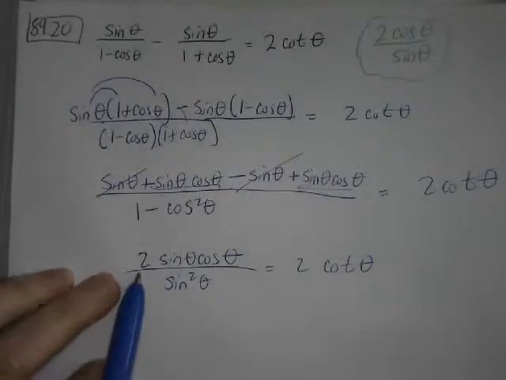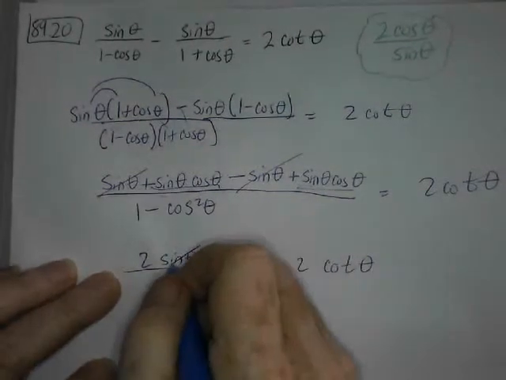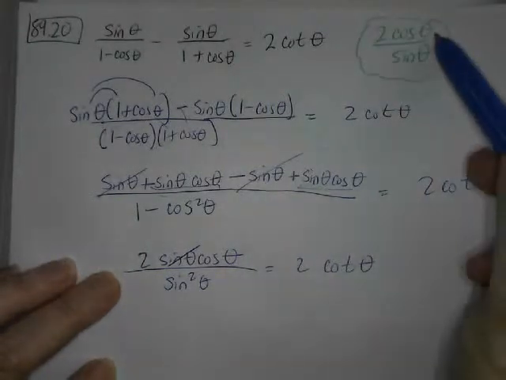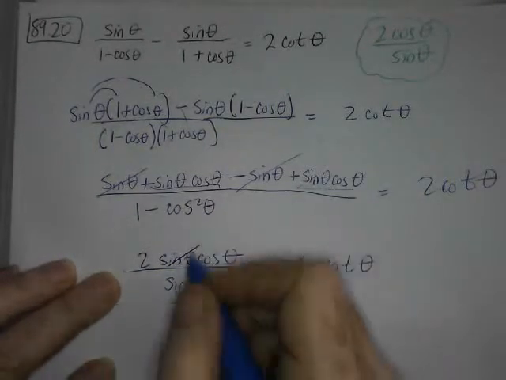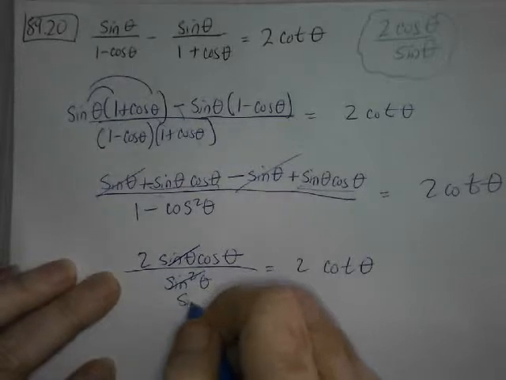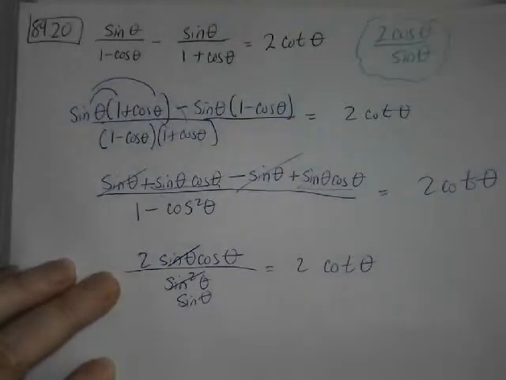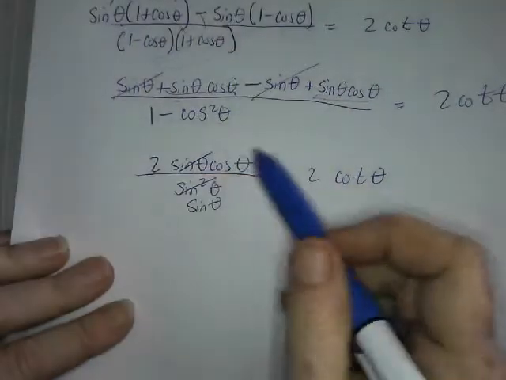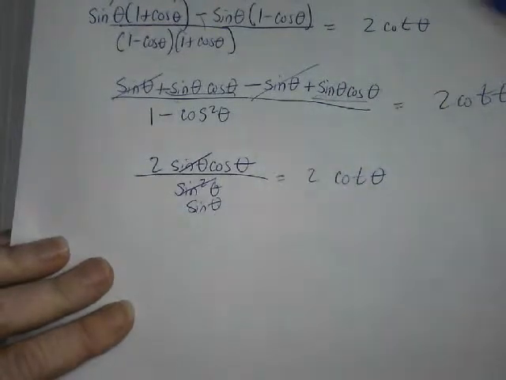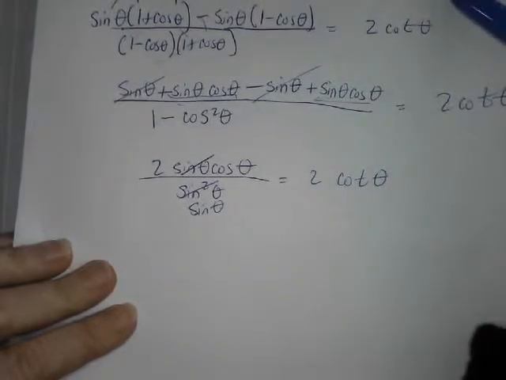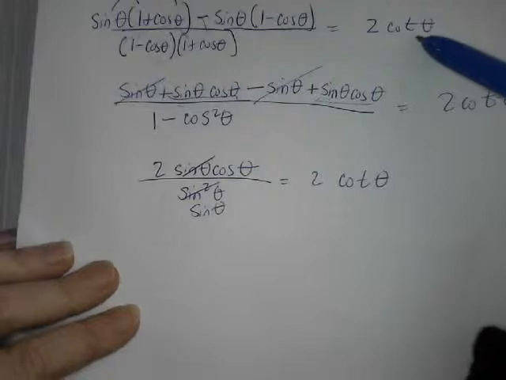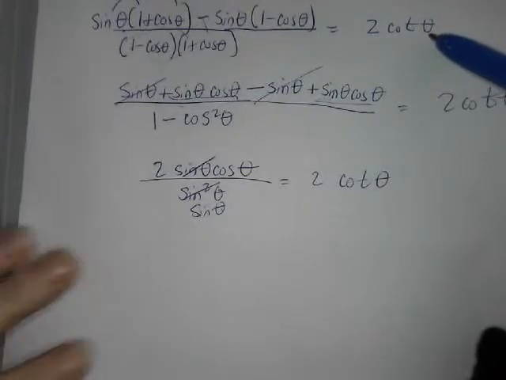I see there's my 2. I'm all happy. I see this thing's going to go away. I'm going to get my cosine on the top, kind of like I was hoping. This thing is just sine theta. So now I have 2 over cosine theta sine theta, but we just said cosine theta over sine theta is the same thing as cotangent theta, so I'm going to make that change now.